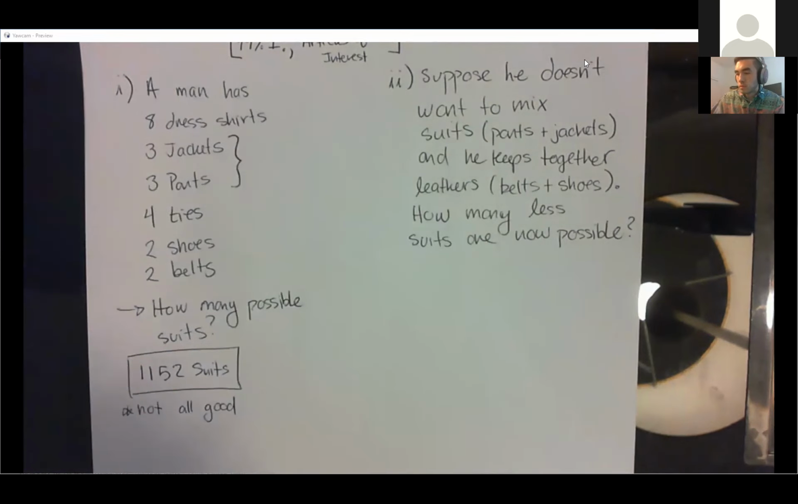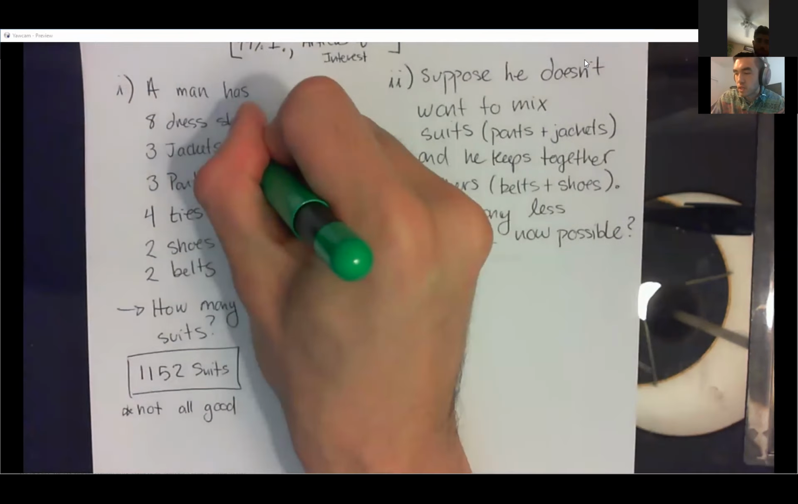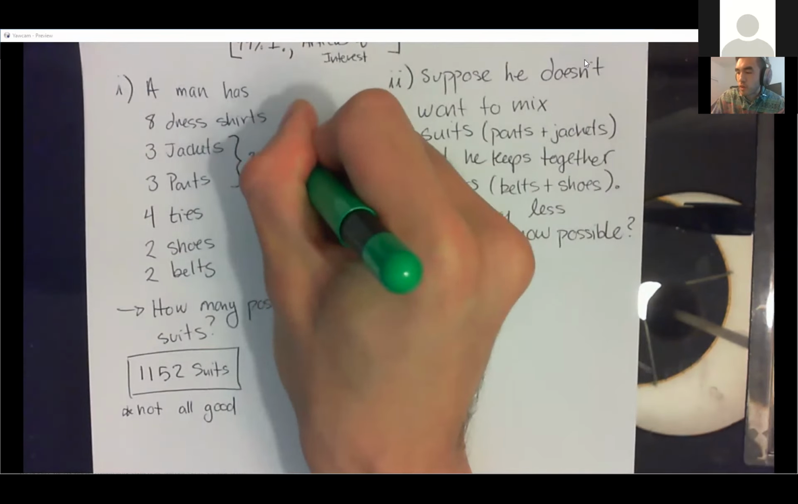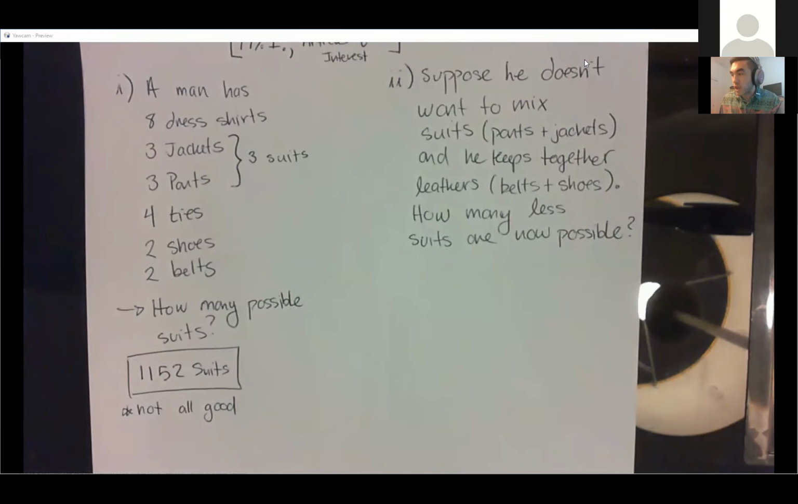6? No, 3, even less than that. Jackets, 3. Just 3. And I'm going to say that this is 3 suits. Because if we're not matching jackets and pants, right, if you can't wear a black jacket with brown or with blue pants, then this is going to reduce it down to just 3 suits if we're being forced to match.